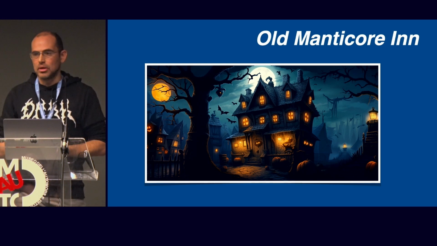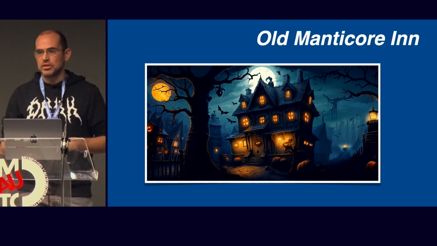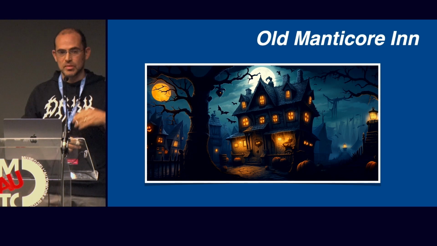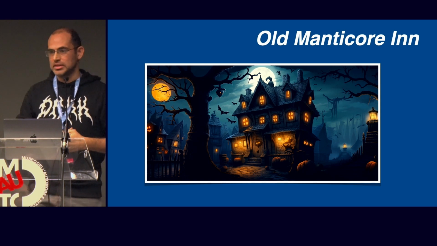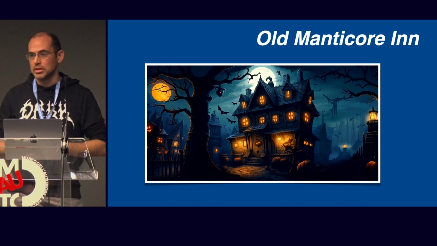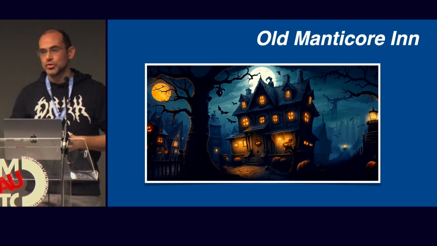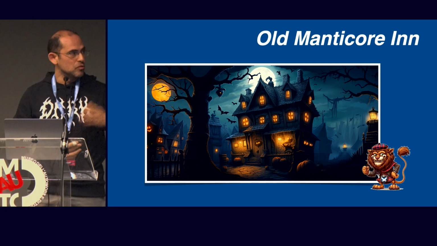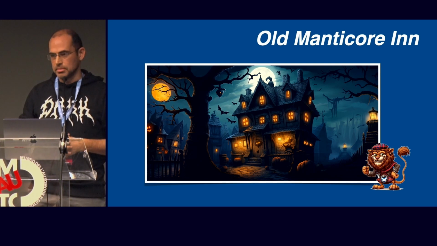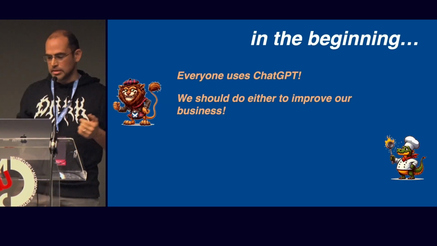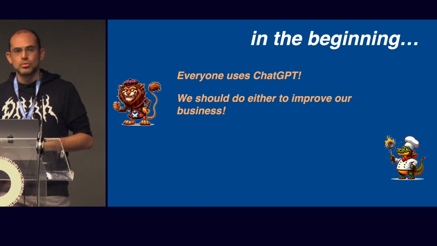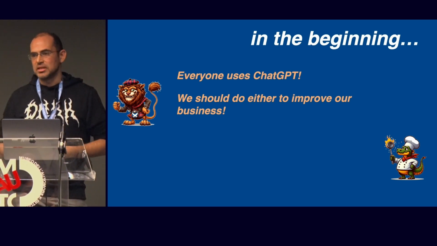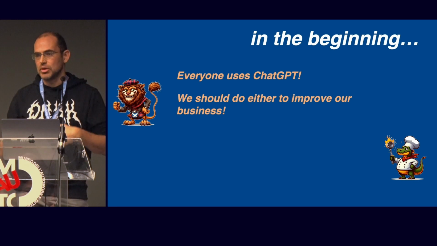In order to reach this objective, we'll see an example of a real company, Old Manticore Inn, one of the most famous monster restaurants of Scotland, with the story of Gupta. Gupta is the innkeeper who thinks, wow, why could we not improve our business using ChatGPT as everyone else does?